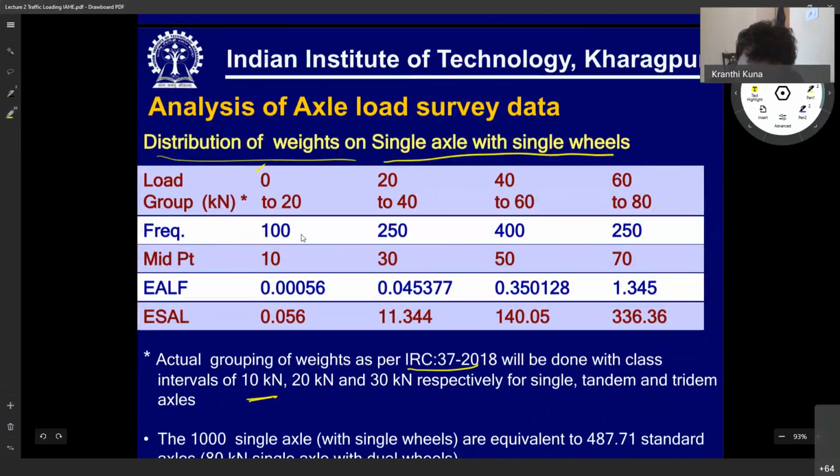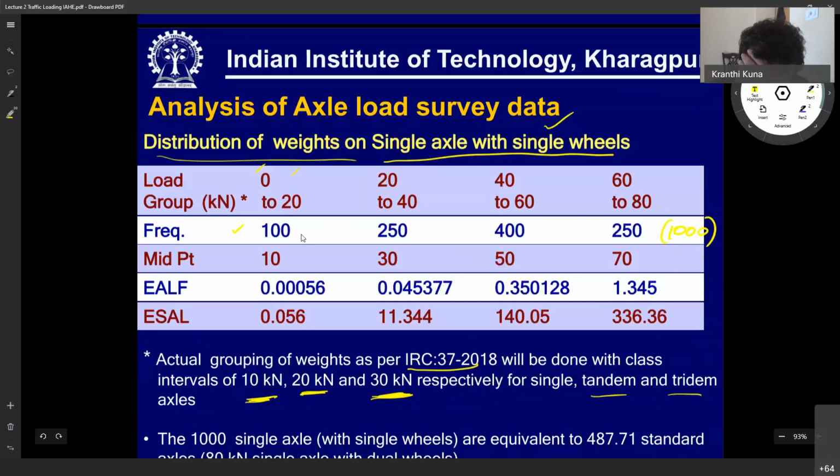kilonewton for single axle single wheel, 20 kilonewton for single axle dual wheel, 30 kilonewton for tridem, tandem. This is single axle 10 kilonewton, tandem axle 20, tridem axle 30. But just for example, explaining you, this example is given. Okay, and when you categorize, you got 1000 vehicles. Obviously, these all together should come to 1,000.